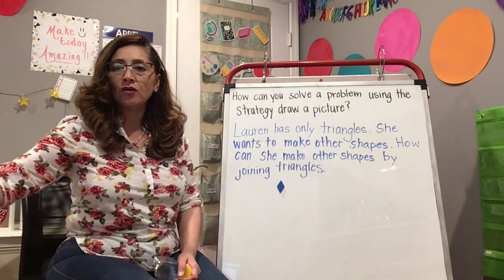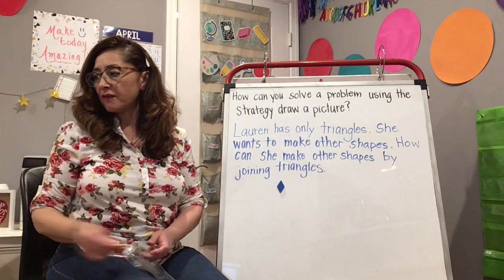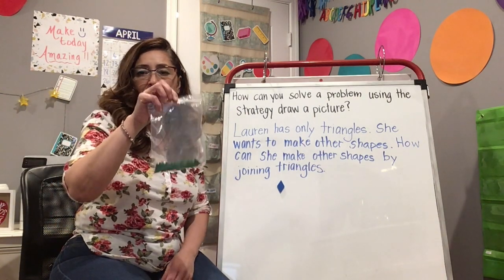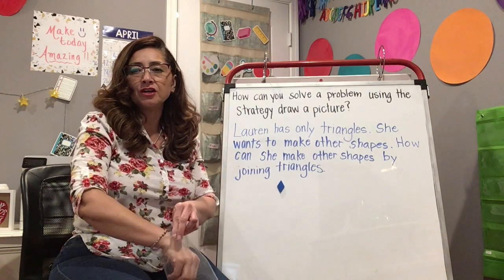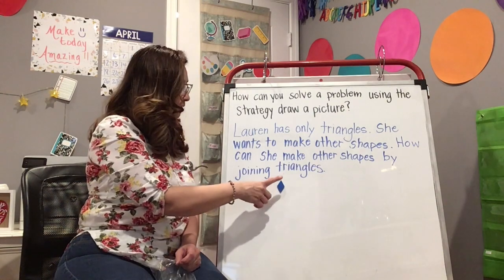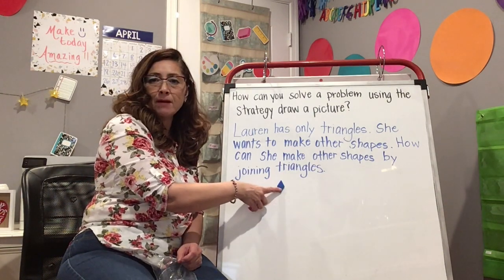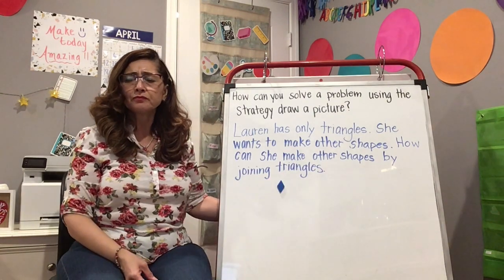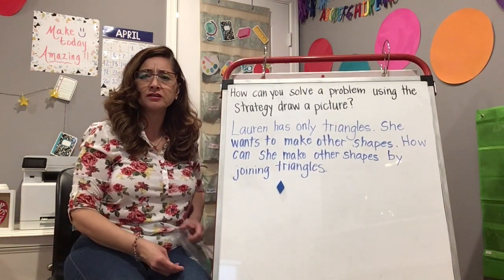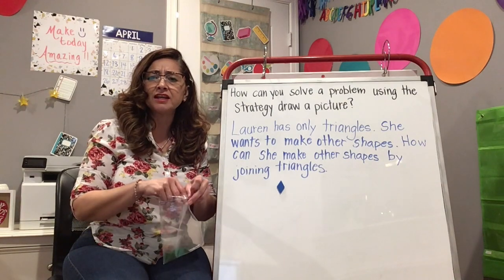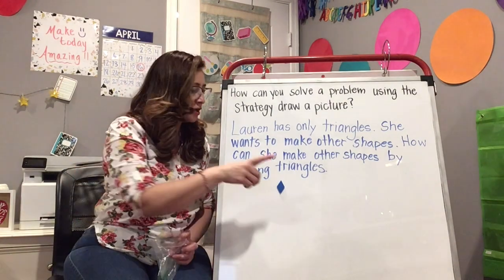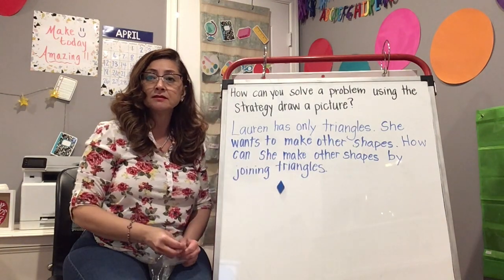Okay? Now, remember that our friend Lauren only has triangles. That's all she has. She only has triangles. But she wants to make this shape of a rhombus. So, what is one of the things that she could do in order to find out how she can use these triangles, because that's all she has, to make this rhombus?